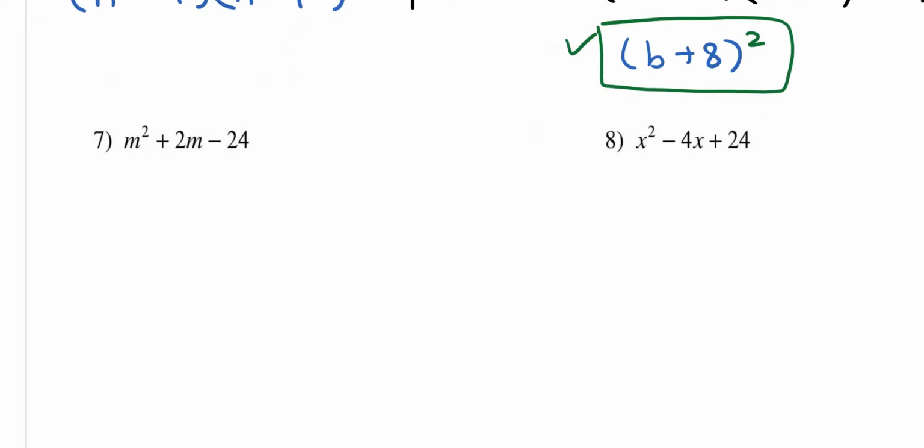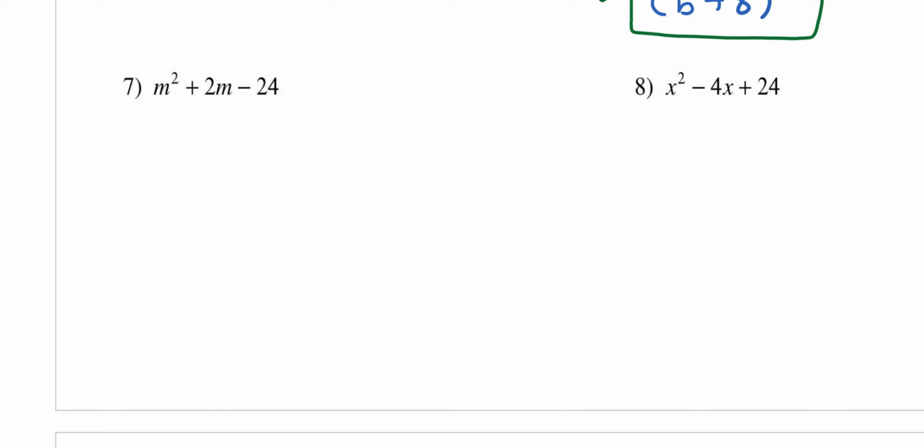Okay, let's move on to question number 7. Once again, for question number 7, there's a leading coefficient of 1 there. So let's set up a t-table here, our table there. This is going to be -24, the last number, so -24 goes in the table. And then we also have a plus 2 in the middle, so 2 would be on the other end of the table there. All right, so we need two numbers that multiply to -24, and those two numbers need to add to 2.